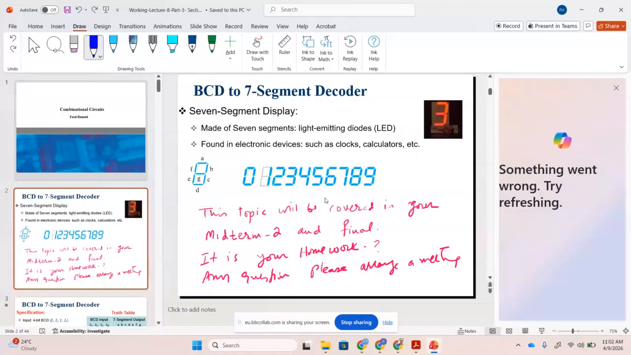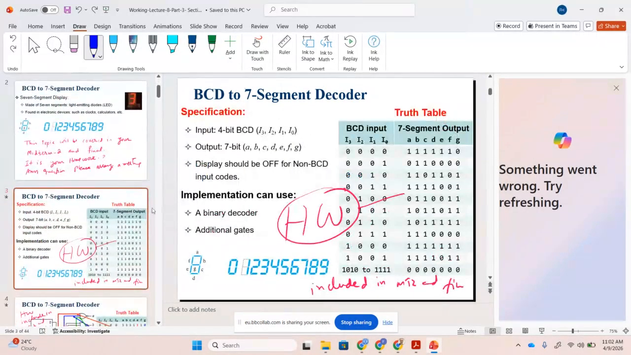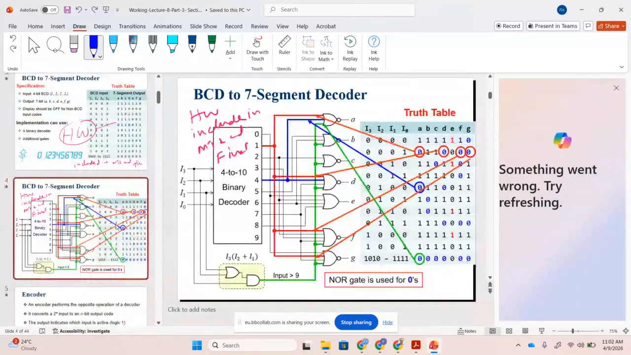It is your homework. If any student has any question regarding this, they may schedule a separate appointment with me. This topic is also your homework, so please do it, and it will be included in midterm 2 and final. This topic will also be included in midterm 2 and final, and it is very similar to the concept that I explained earlier.